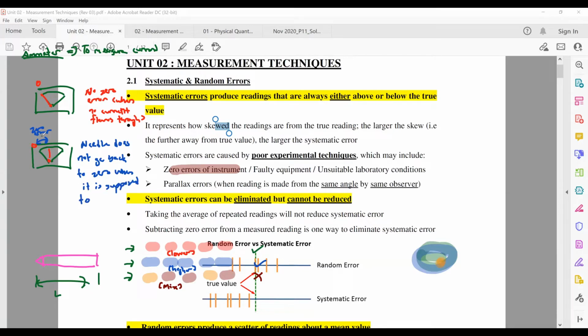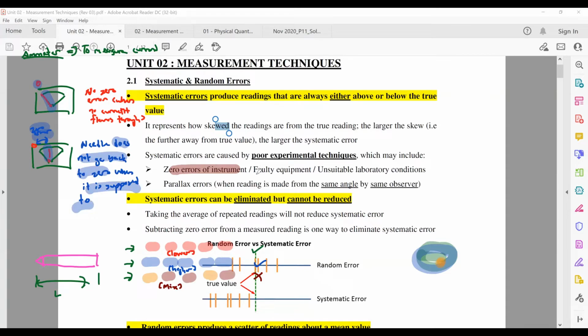Zero error is simply where you're not seeing a zero when you are supposed to. For example, you disconnect the ammeter from the circuit, no current flows through. By right, you should see your needle reading go back to zero. But in some cases, it won't go back to zero. It stops at some non-zero value. So you have zero error here. Your needle doesn't go back to zero when it's supposed to. This is what zero error is.